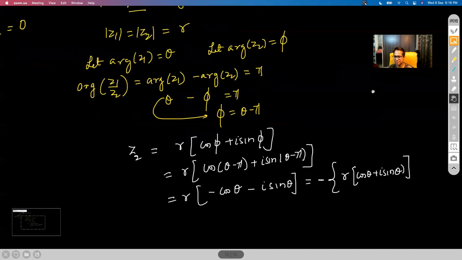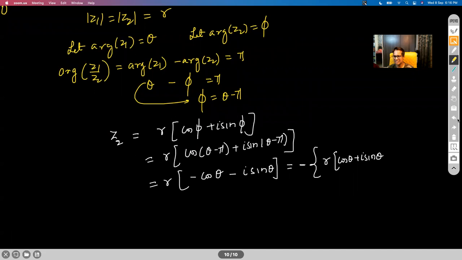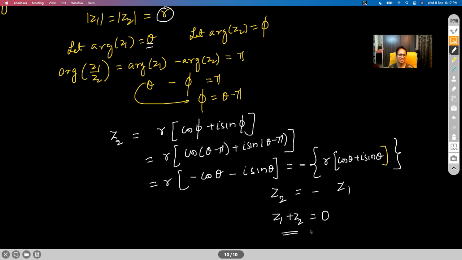Am I right? Isn't this negative of Z1? Because Z1 has modulus R and argument theta. So it is negative Z1. So you are saying Z2 is negative Z1. So what should be Z1 plus Z2? Zero only, no? Isn't this a longer way to solve the question when you can solve it in quick time by using your geometrical idea?